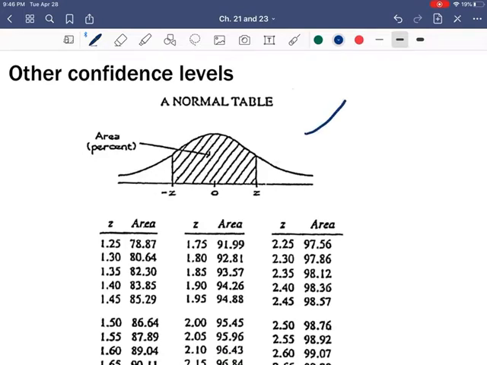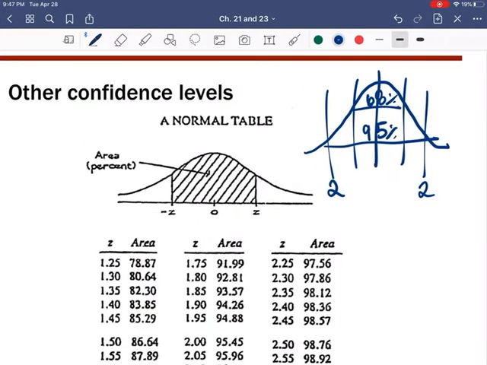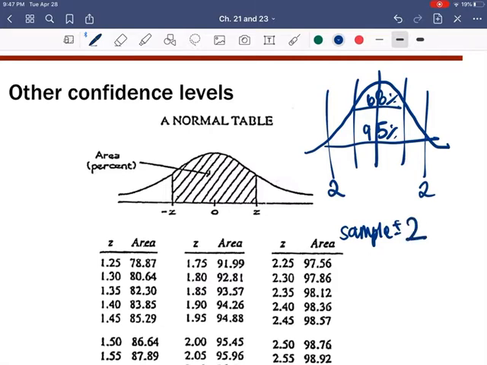So we just talked about 95% confidence intervals, and that 95% comes from the empirical rule where we say one standard error is 68%, two standard errors is 95%. That's where the 2 comes from in our sample plus or minus 2 times the standard error.